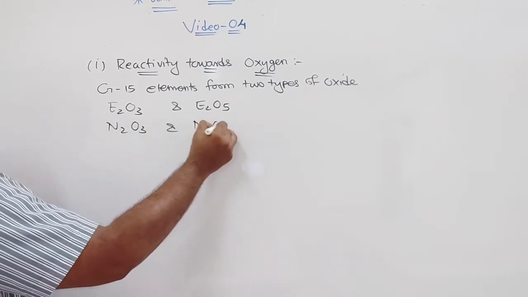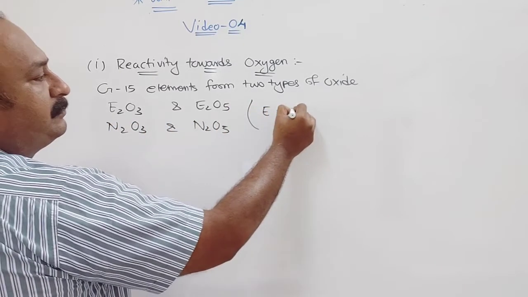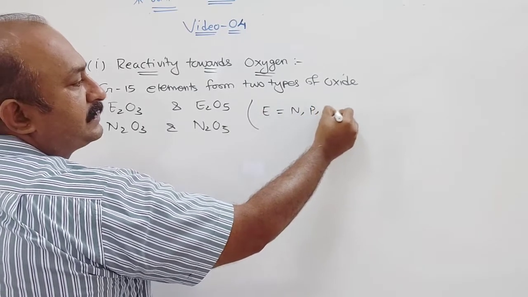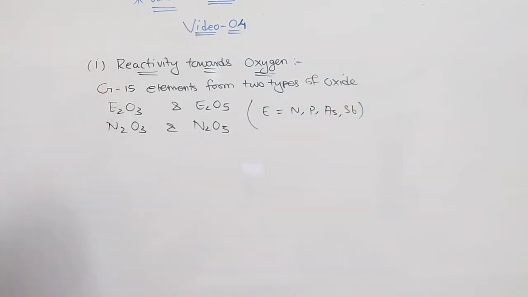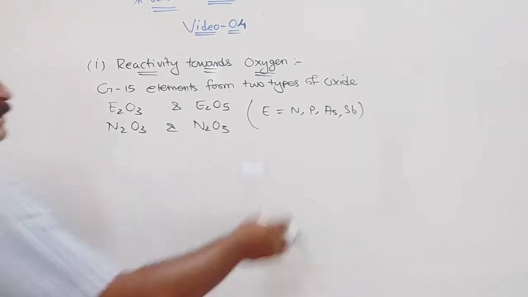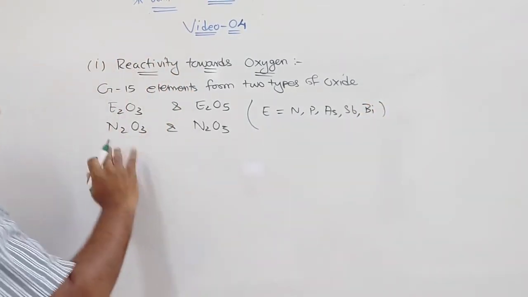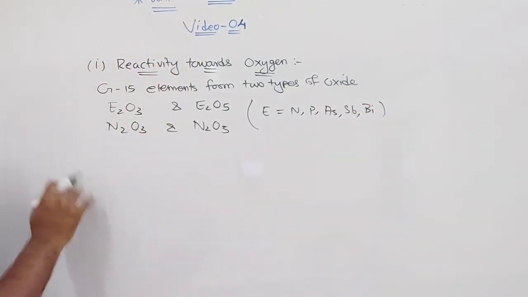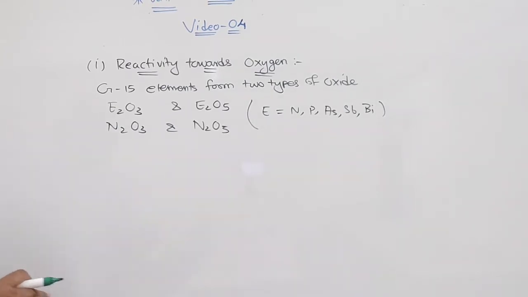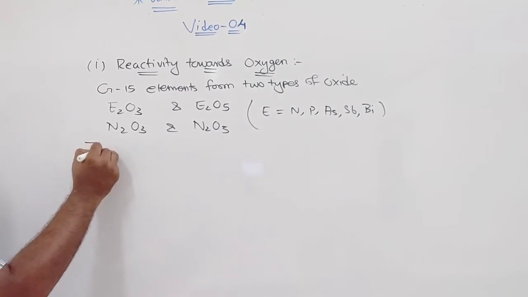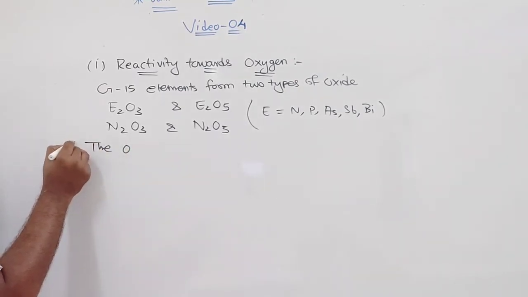That means N2O3 and N2O5. Now when we say E, it can be nitrogen, phosphorus, arsenic, antimony. Bismuth also forms oxide because it is a metal. E can be any of these. Understood? In this case, nitrogen is diatomic, I think everyone knows and we have discussed already. But the oxide in higher oxidation state, you can remember this as a point.